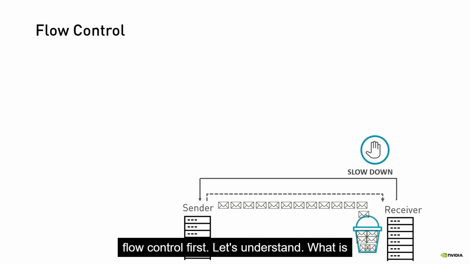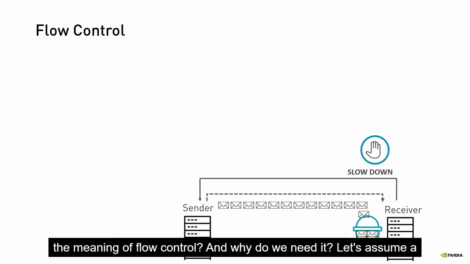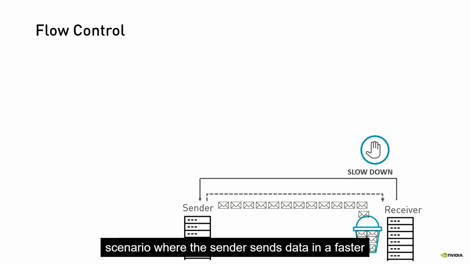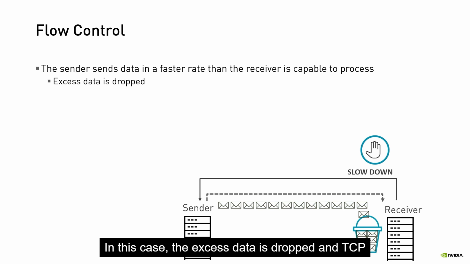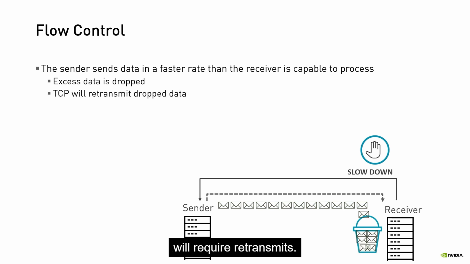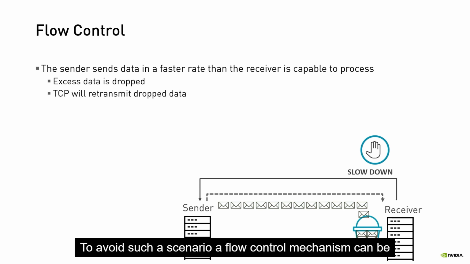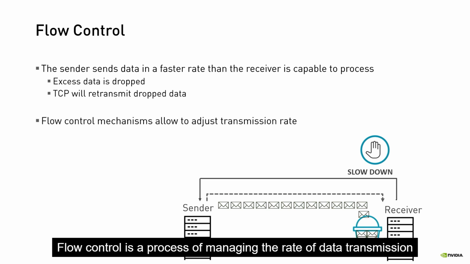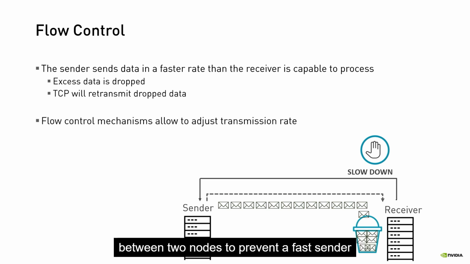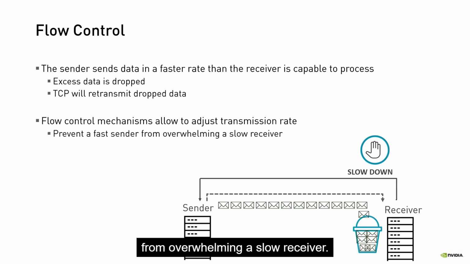Another mechanism provided by TCP is flow control. First, let's understand what the meaning of flow control is and why we need it. Let's assume a scenario where the sender sends data at a faster rate than the receiver is capable of processing. In this case, the excess data is dropped and TCP will require retransmits. To avoid such a scenario, a flow control mechanism can be implemented. Flow control is a process of managing the rate of data transmission between 2 nodes to prevent a fast sender from overwhelming a slow receiver.